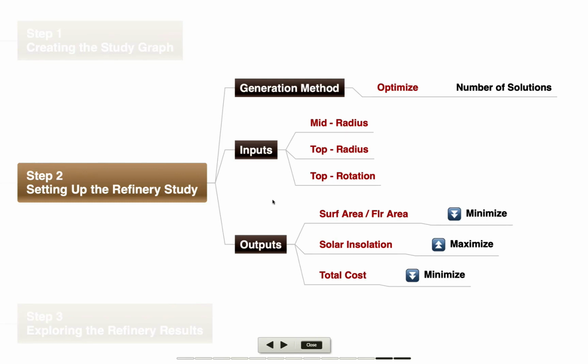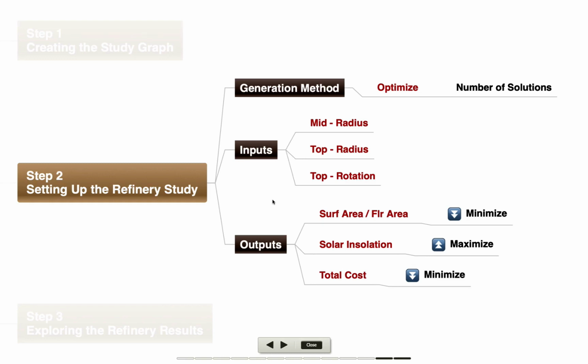Now that we've set up our study graph, we're ready to actually set up the refinery study as our next step. So again, we're going to basically think about the generation method we want to use. And in this case, we're going to optimize. I can set the number of solutions. That's just the population size we're going to use, as well as the number of generations.